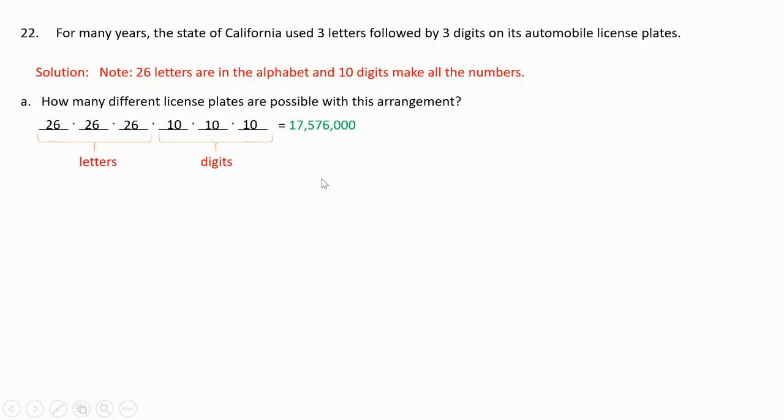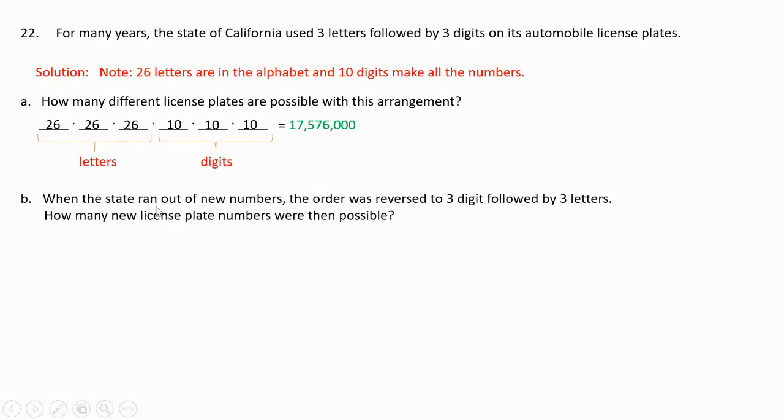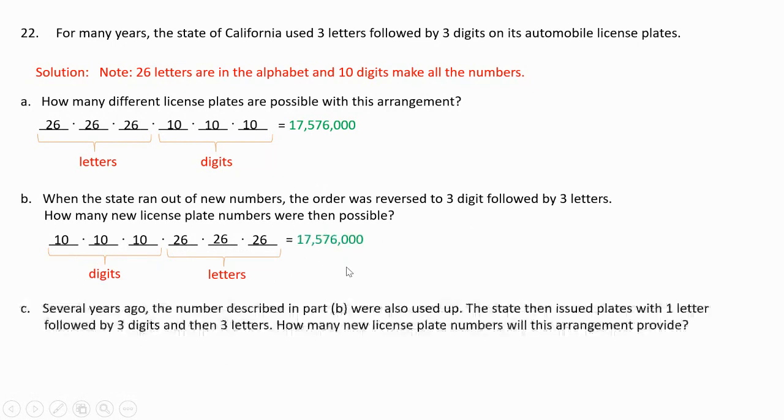So we multiply them out. So that's my answer, 17,576,000. Now for part B, when the state ran out of new numbers, the order was reversed: 3 digits followed by 3 letters. So these are my digits, followed by 3 letters. And again, there's no restriction. All I did was swap the letters with the digits. So it's going to be 10, 10, and 10, and 26, 26, 26. We multiply them out, and we get the same answer as part A.